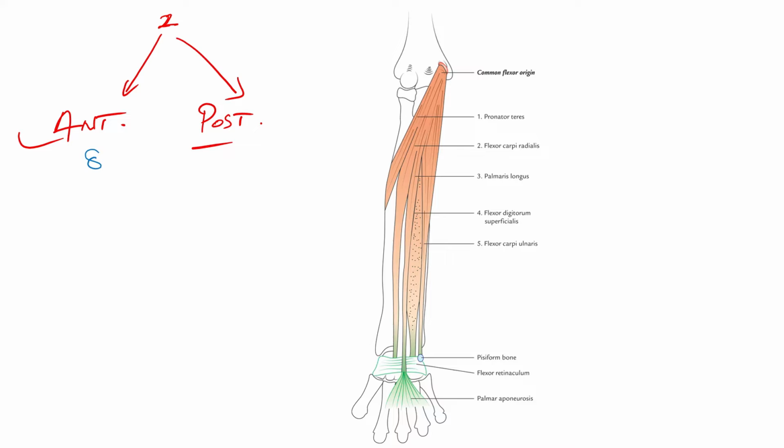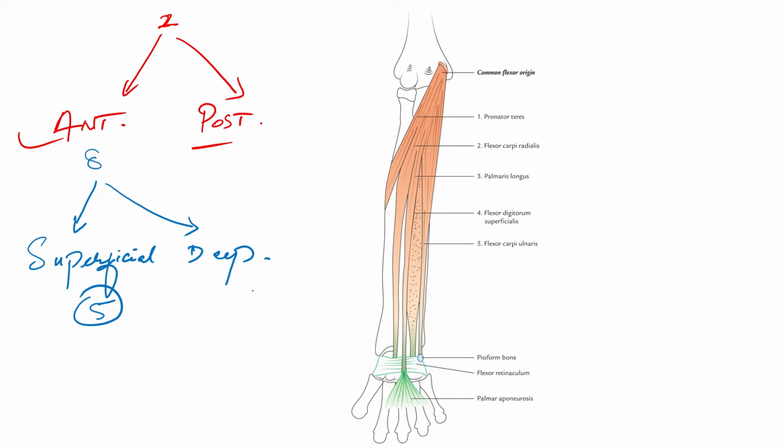Out of these 8 muscles, they are categorized into two groups based on their arrangement. The 8 muscles of the anterior compartment are divided into the superficial group of muscles and the deep group of muscles. Superficial group of muscles are 5 in number, whereas the deep group of muscles are in total 3.